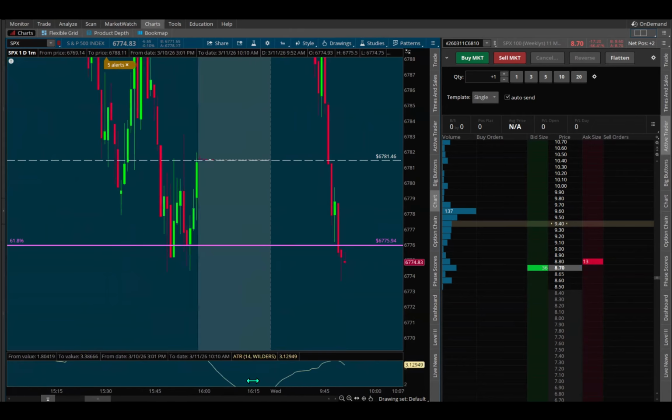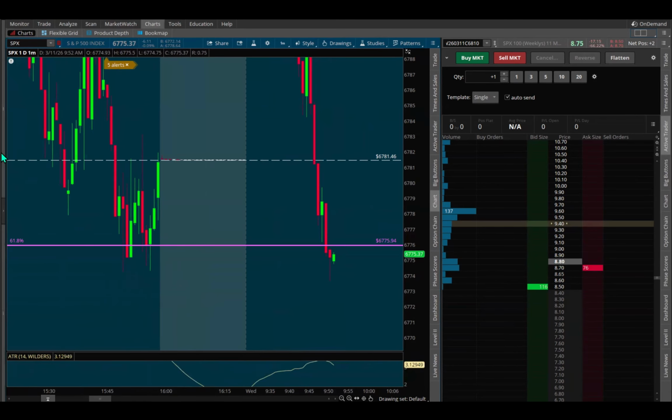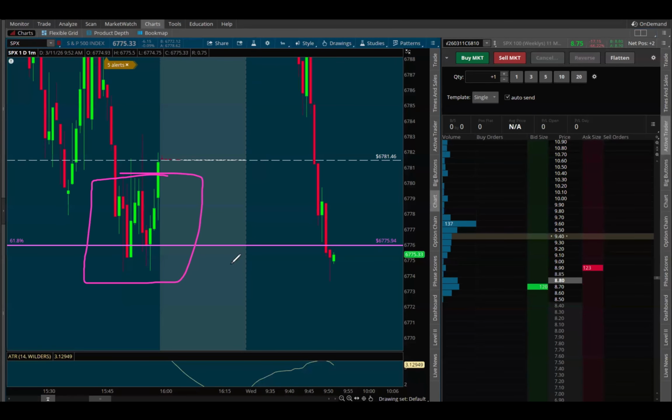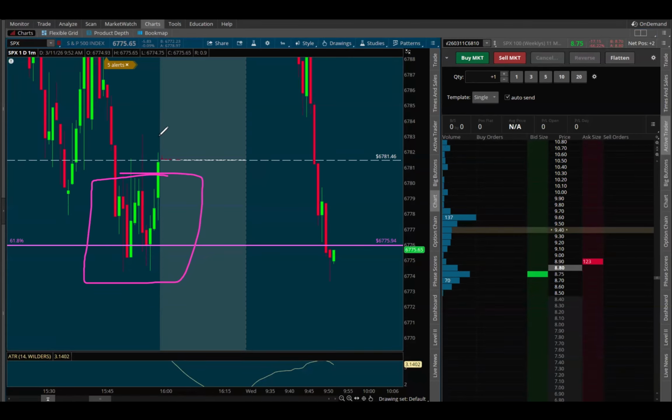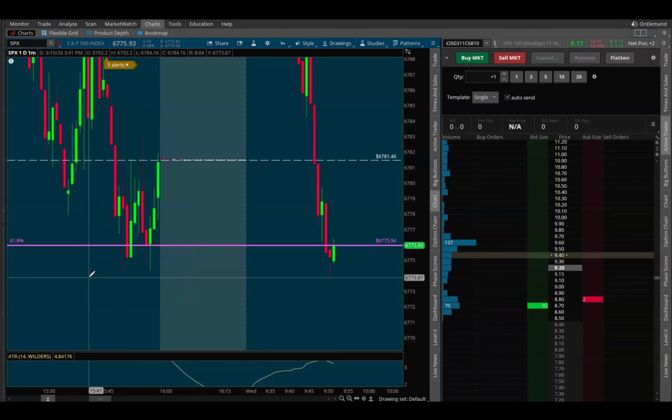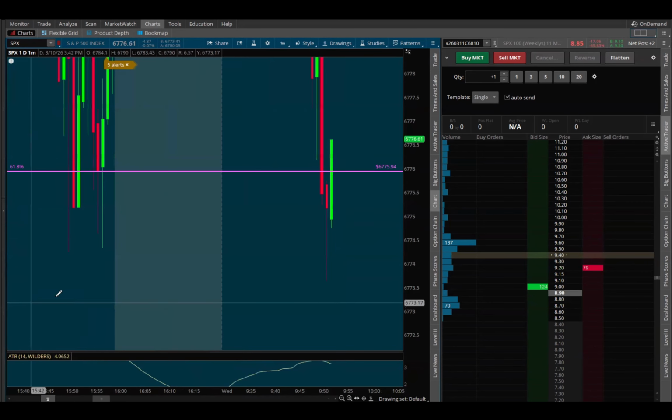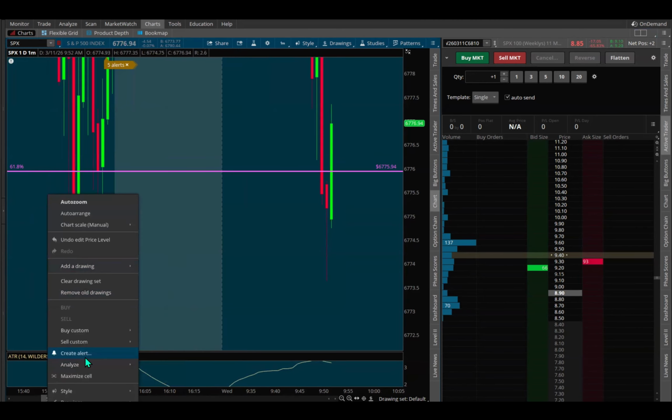And why am I aggressively buying here? Well, we know that this area right here was the low of the session, right at the end of the day, where it tried to break and then it had a really big rally. So as long as we hold this range here, I'm okay with that. So I would kind of put an alert there.